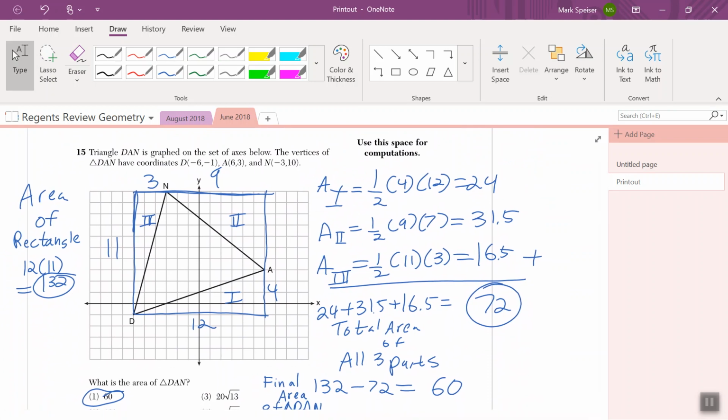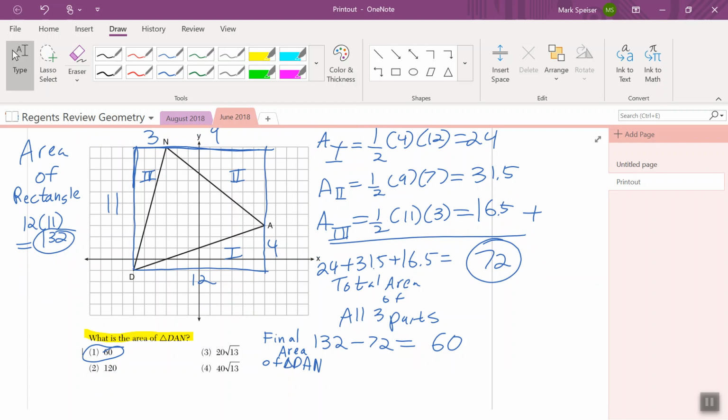Triangle DAN is graphed on the set of axes below. The vertices of triangle DAN have the coordinates D at -6, -1, A at 6, 3, and N at -3, 10. What's the area of the triangle DAN? Well, in this case, since the triangle is not a right triangle and it's drawn at an angle, you have to find the area around the triangle by forming a rectangle and then subtracting out the 3 triangles labeled 1, 2, and 3 in Roman numerals. First, you find the area of the rectangle, which is a distance of 12 over here by 11.